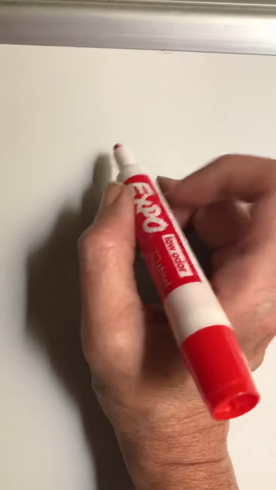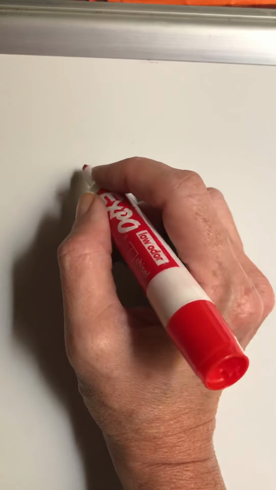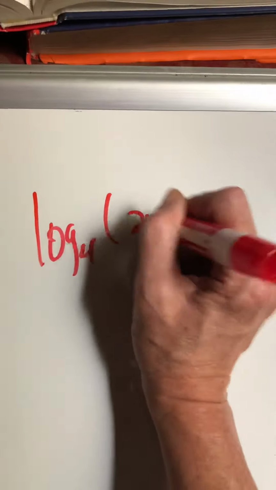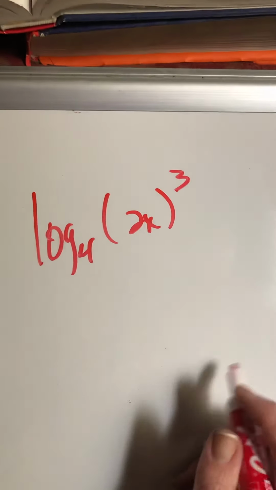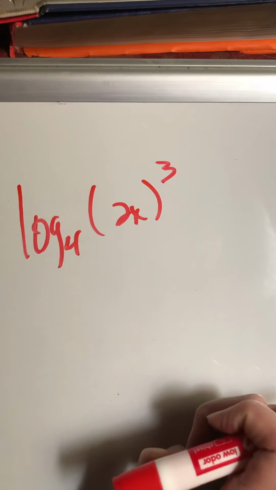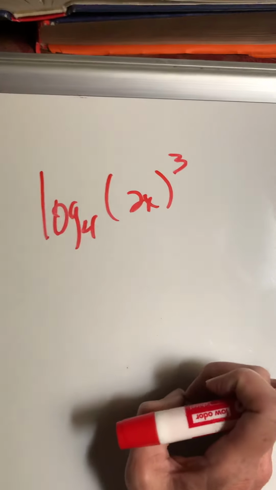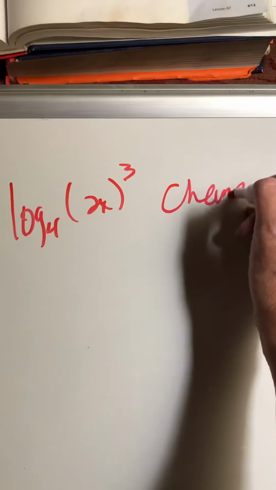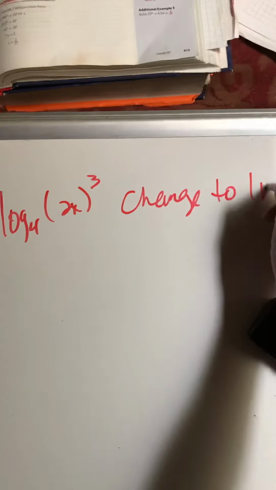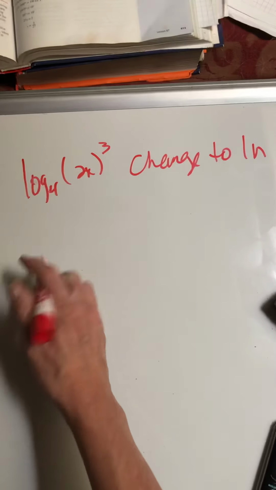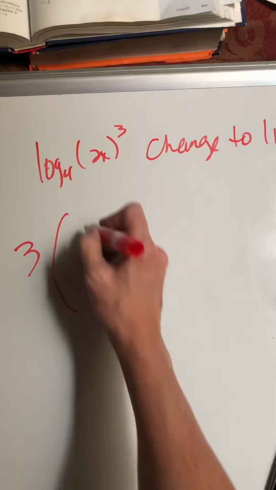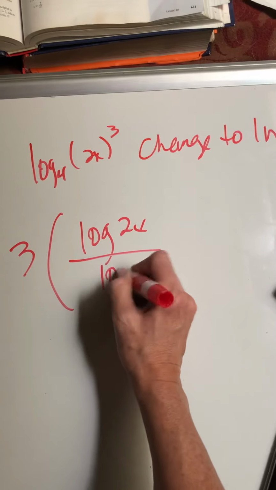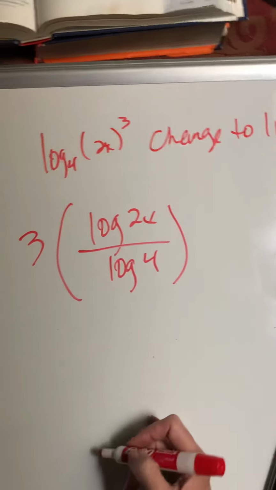Let's see, which one do I want to do now? We've got log base 4 of 2x cubed. And what happens here is they want us to change it to ln, to a natural log. So we're going to put the 3 in front. We are going to do the change of base formula, and then we're going to simply put ln's in.